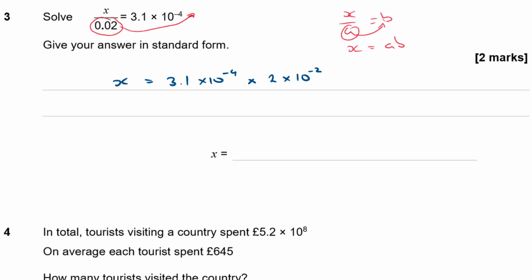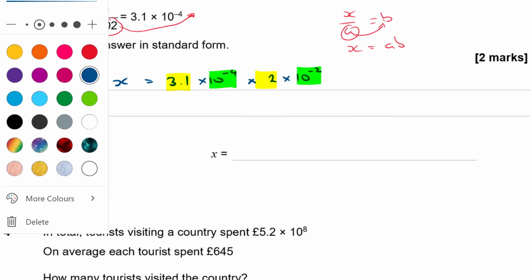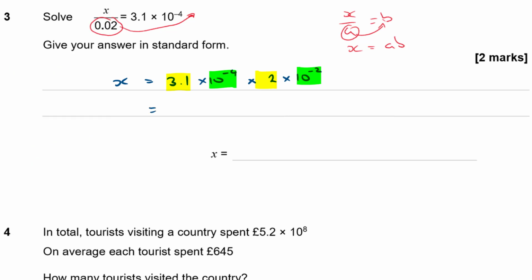So I've got 3.1 times 10 to the minus 4 times 2 times 10 to the minus 2. When you've got numbers in standard form and you're multiplying them, all you need to do is multiply the mantissa parts, the number parts, and then combine the exponents, the powers of 10. Let's do that. 3.1 times 2 is 6.2. And 10 to the minus 4 times 10 to the minus 2, we've got numbers with the same base, so we simply add the indices. Negative 4 plus negative 2 is negative 6.